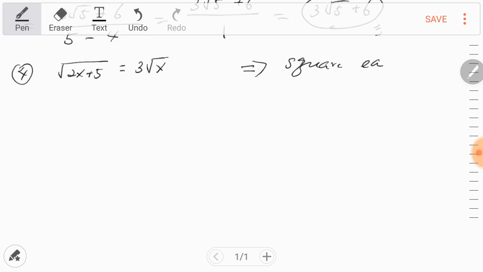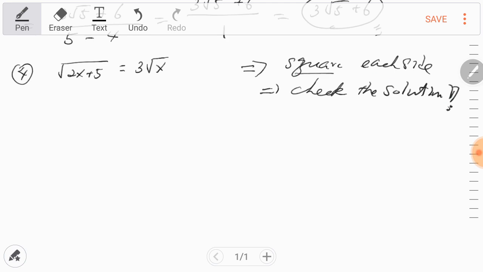Square each side. And then check the solution. Always. Once you get the solution, always check the solution because we squared each side. Always check the solution. So we will square each side. Square the left side. Square the right-hand side of the equation. Then we can get rid of the square root symbol.